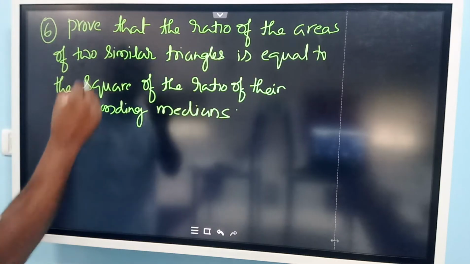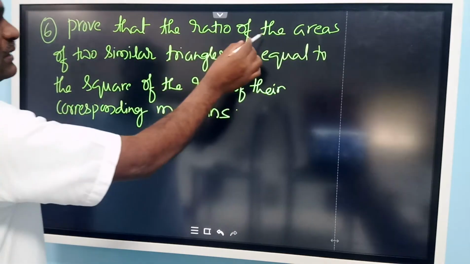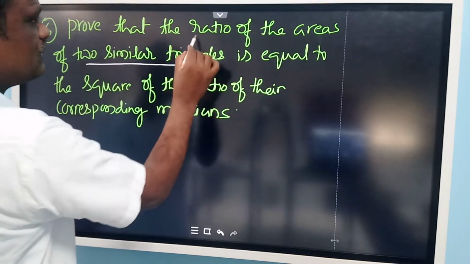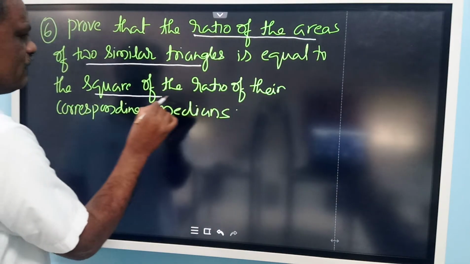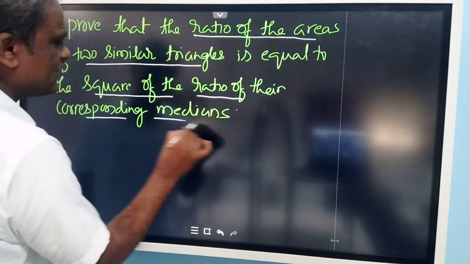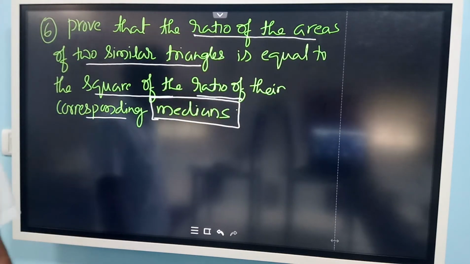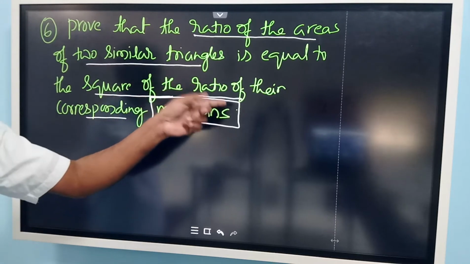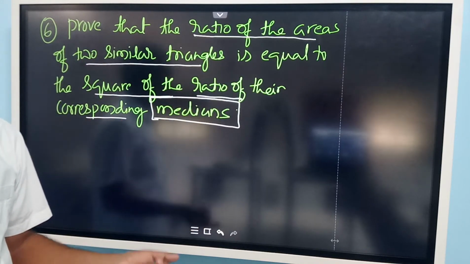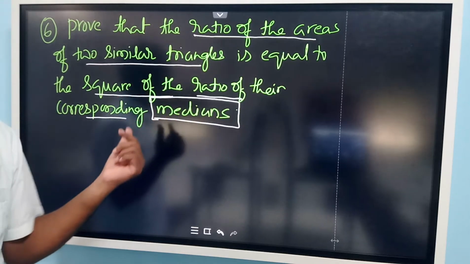Look at this question. Prove that the ratio of areas of two similar triangles is equal to the square of the ratio of their corresponding medians. So here you have to show that. In the previous theorem we proved that the ratio of areas of two similar triangles is equal to the square of the ratio of their corresponding sides. But we have to prove here that it is equal to the square of the ratio of their corresponding medians.